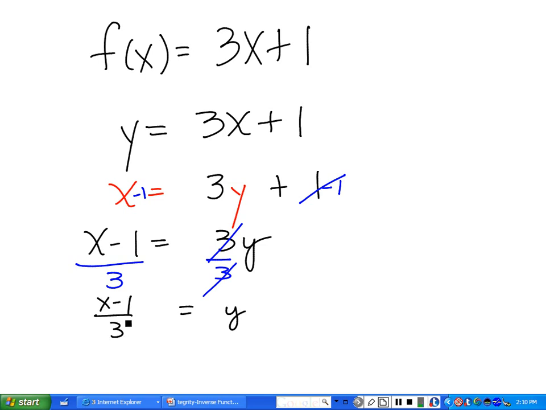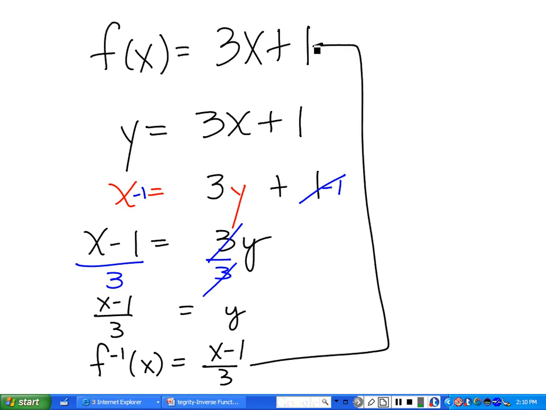Last step, we'll just change that y to the symbol f to the negative 1 of x equals x minus 1 over 3. So therefore, x minus 1 over 3 is the inverse of 3x plus 1.